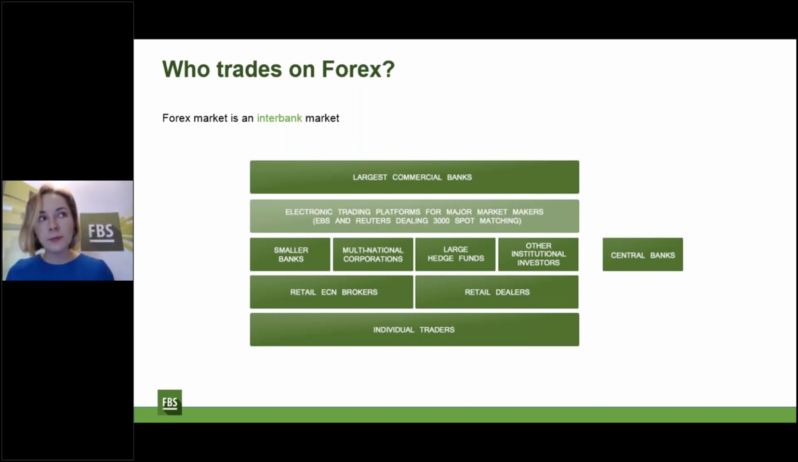There are smaller banks, and there are multinational corporations like Apple, Google, Coca-Cola, who have revenue in one currency in a particular region, but need to perform exchange operations and have payments or costs in another currency. So they are making forex transactions, and they hedge against the risk that their currency will depreciate. There are large hedge funds who make bets on currencies and make a lot of different kinds of trading in the currency market. There are institutional investors and so on and so on.